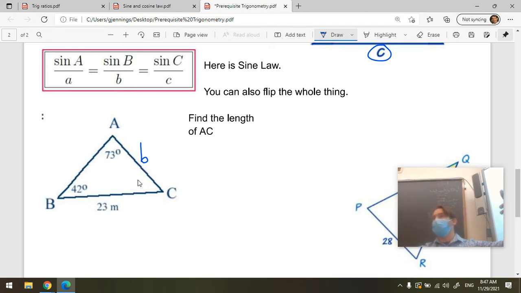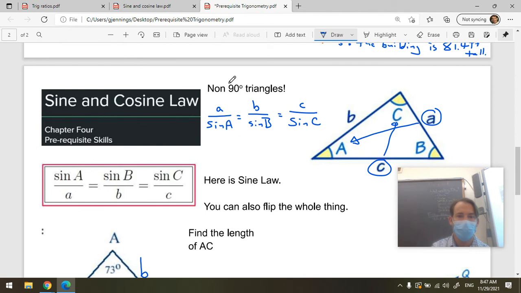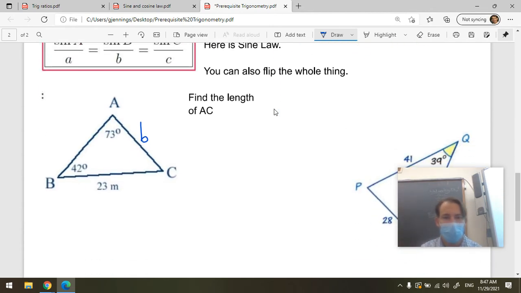I find it easier if it's just on the top because I have one inverse operation to do rather than three. So rather than using this one here, I use this one here. So you can flip the whole thing first when you set up your equation. So let's use this idea here. We'll take one of these pieces and we say B divided by the sine of B, which is 42, is equal to this known side here, BC, divided by sine 73.